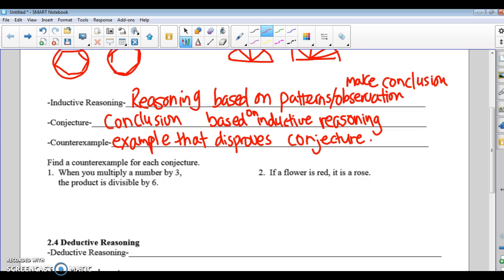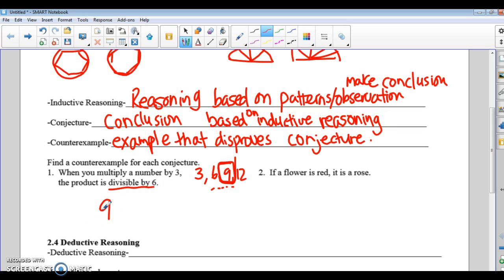No. Because when you multiply a number by 3, what are the numbers you get? So 3, 6, 9, 12. Those numbers are all the products when you multiply a number by 3. But the conjecture says the product is always divisible by 6. Is that true? No. Then what is the counterexample? For example, 9 can be a counterexample. Because 9 is the product of a number multiplied by 3, but it is not divisible by 6. So 9 is the counterexample.